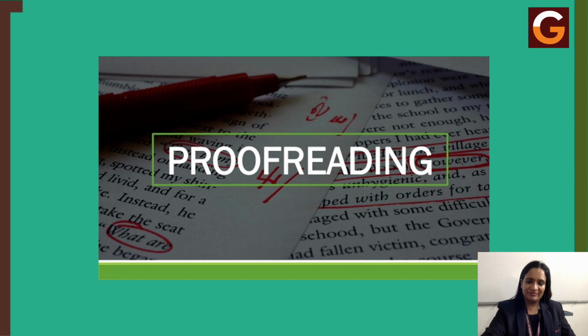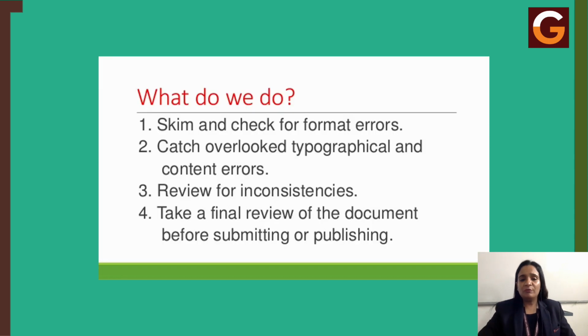Proofreading. Usually when we proofread a content, first we need to skim and check for format errors. So there are two options. Either you can do the formatting correction at the beginning or at the end. Catch overlooked typographical and content errors. That's very important to recognize and identify the typographical errors. Please go through the content to review for inconsistencies, and at the end take a final review of the document before submitting or publishing.